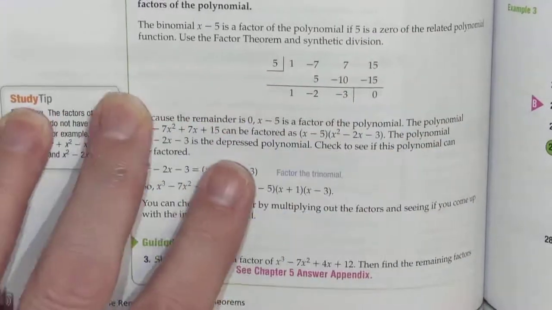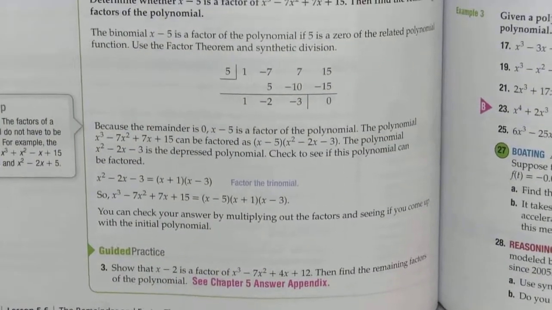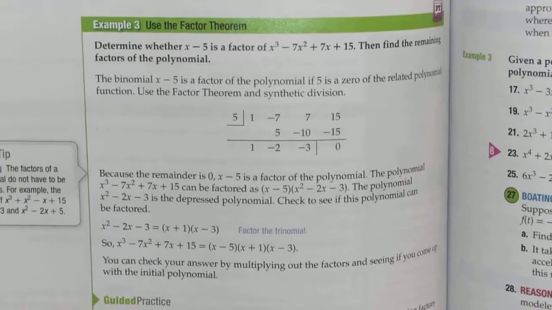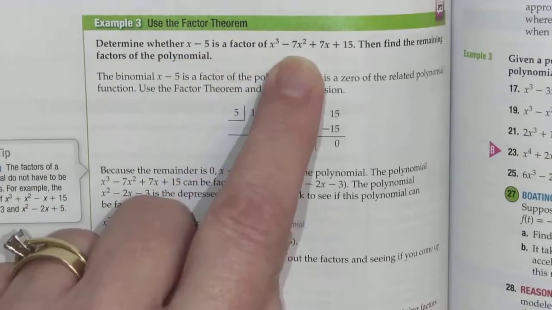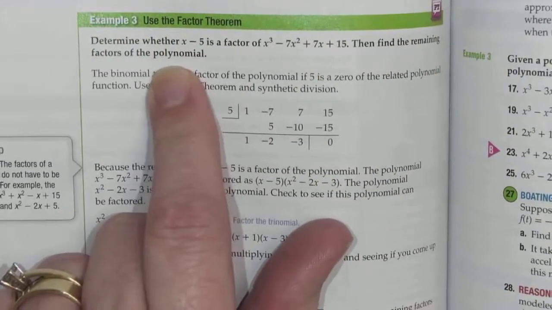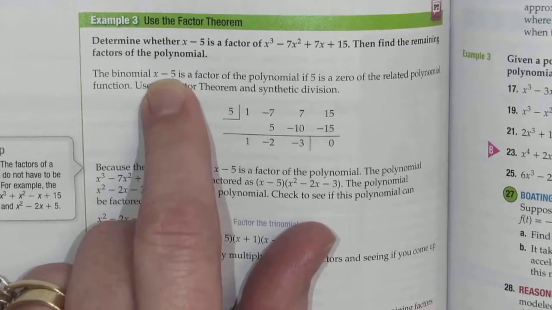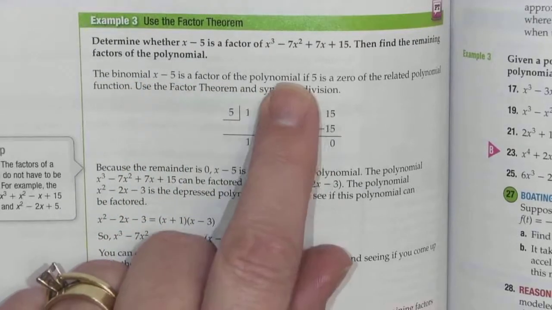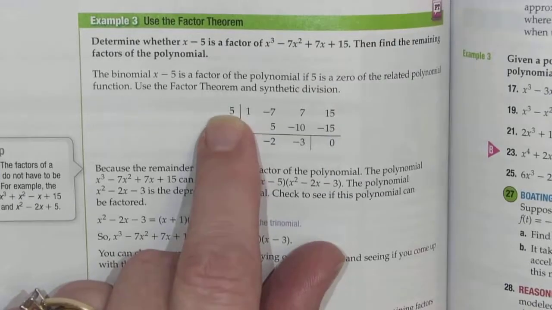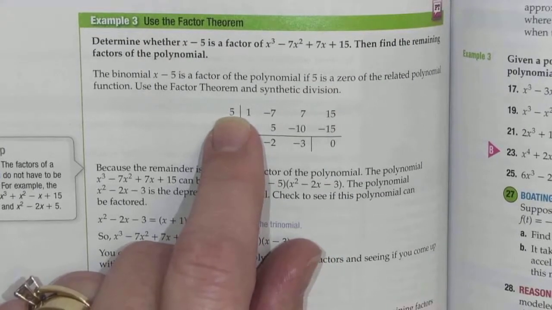All right, now determine whether x minus 5 is a factor of this polynomial. Then find the remaining factors of the polynomial. We're going to divide by x minus 5, and so we're going to use 5 as our r, or our a, whatever you're going to put there. I'm just going to call it r because I'm going to keep saying that over and over.